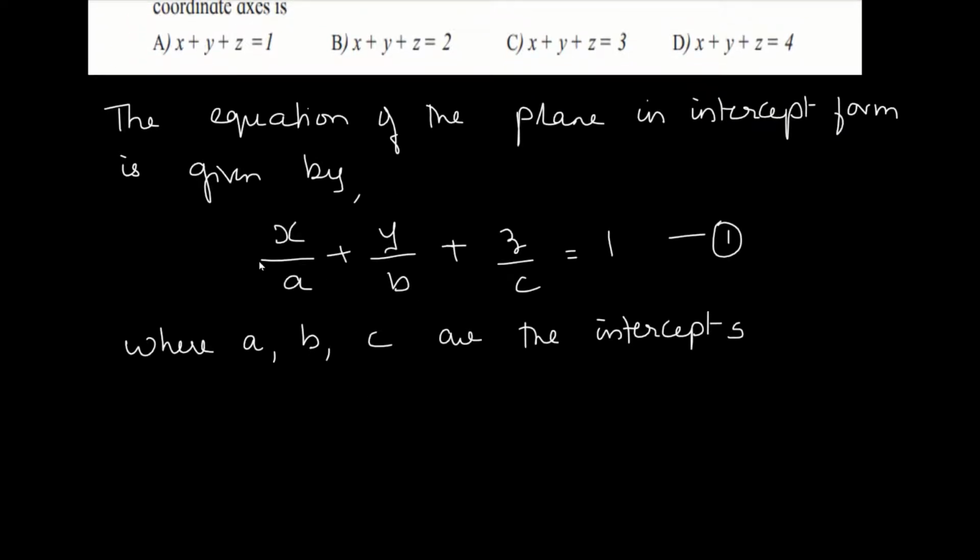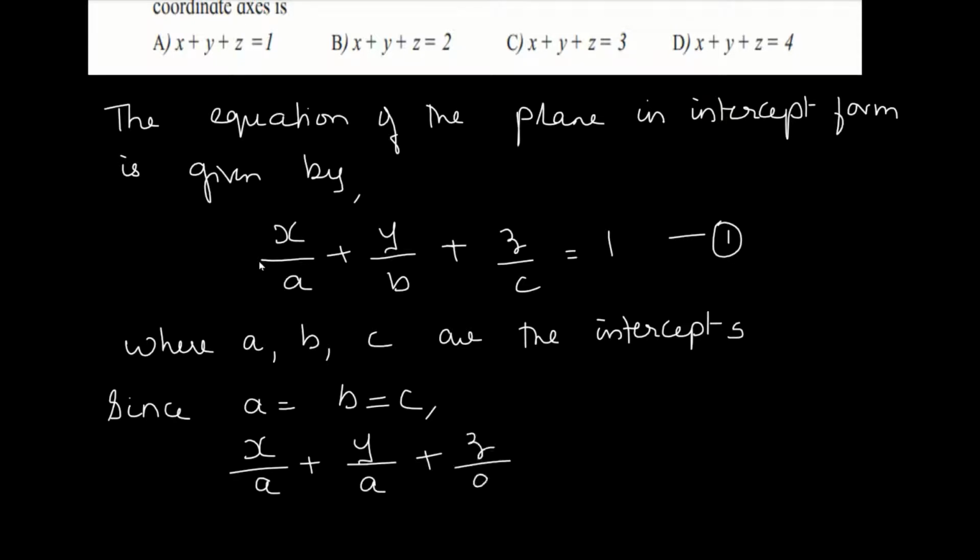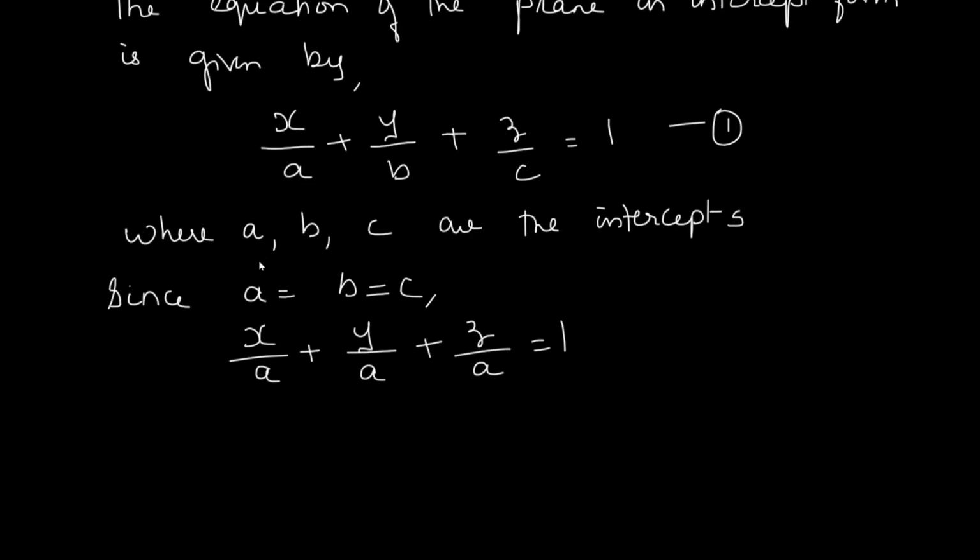Now since they have given us that the plane makes equal intercepts on the coordinate axis, we can say that a is equal to b is equal to c, so we have x upon a plus y upon a plus z upon a is equal to 1. And therefore we have x plus y plus z is equal to a, because the denominators are equal, and therefore we take it to the RHS, cross multiplied. Say suppose this is equation 2.